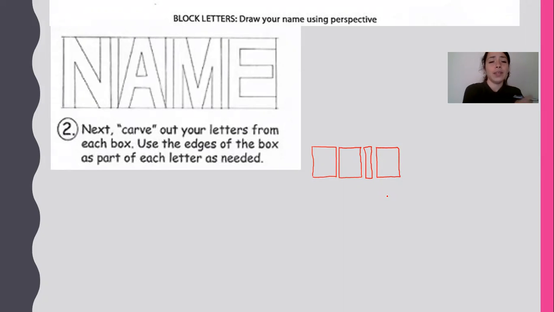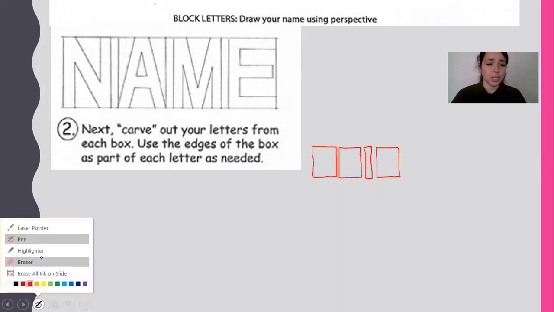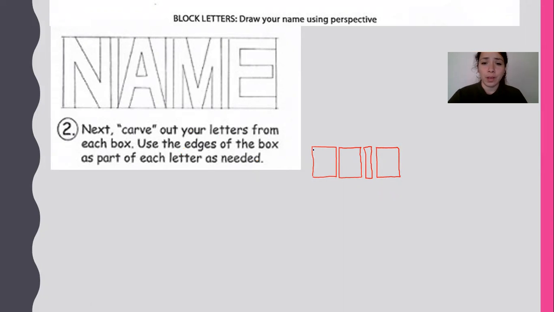Now we're going to carve your letters from each box using the edges. So since my name is with an M, I'm going to do it with a, just so you can see the difference with the blue coloring thing. I'm going to make my M.